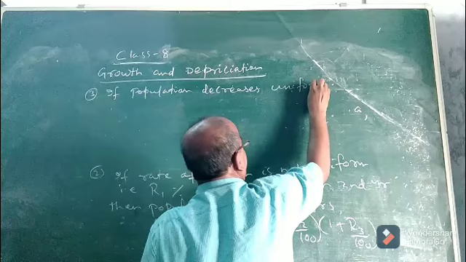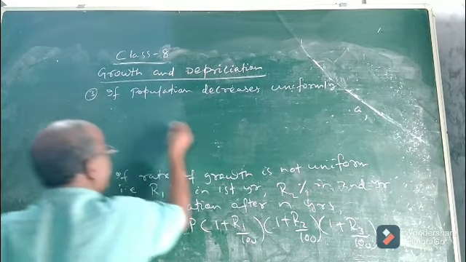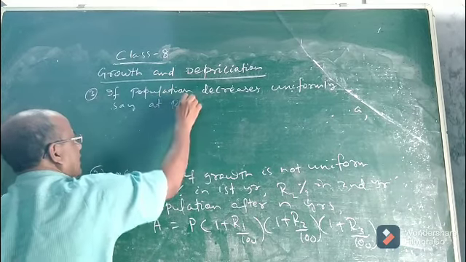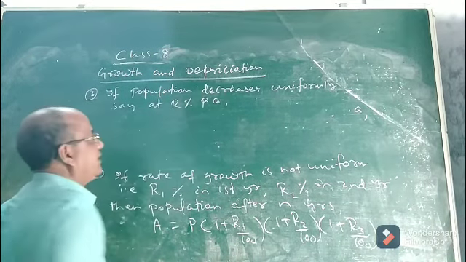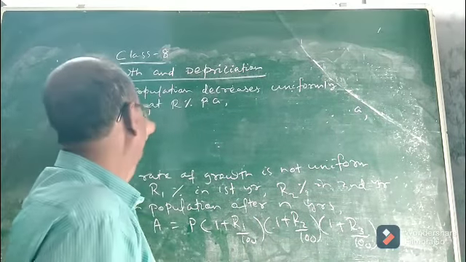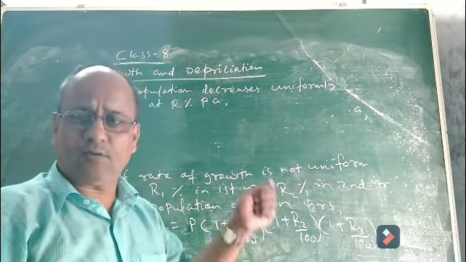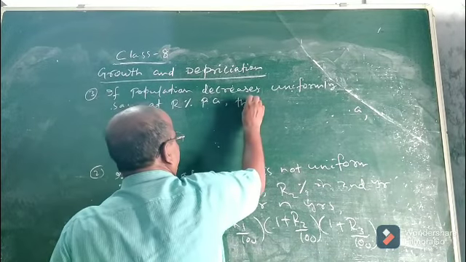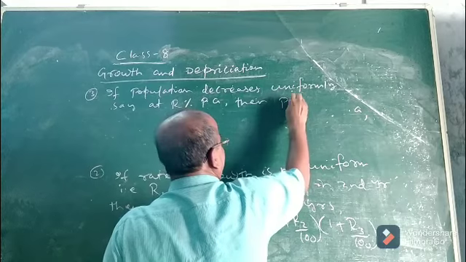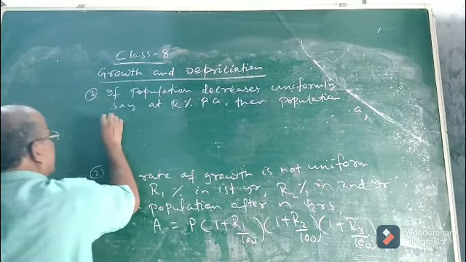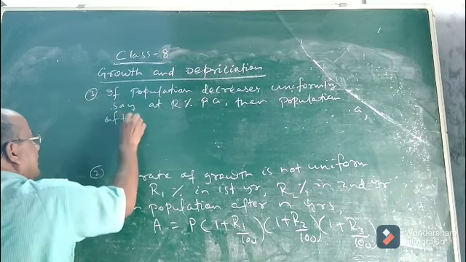Uniformly means at the same rate. Uniformly, say at R% per annum. If the population decreases uniformly, that is at the same rate, say at R% per annum, then what will be the population after n years? How do we calculate the population after n years?